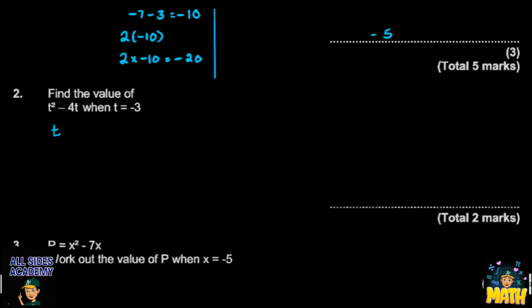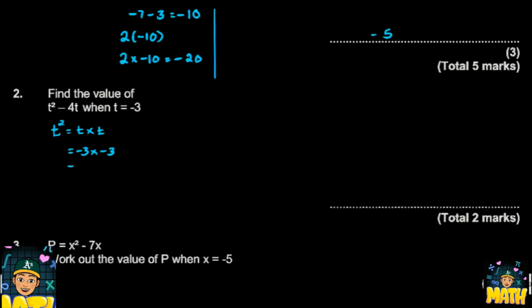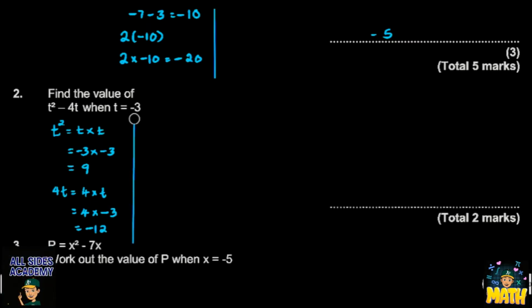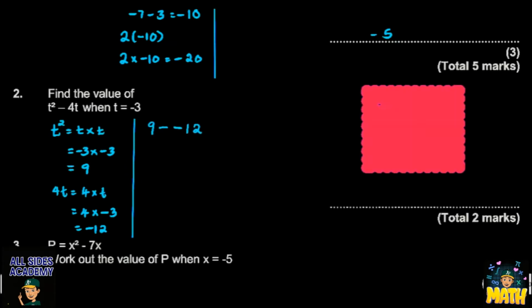In this question, we are given t squared minus 4t, and the value of t is negative 3. So I'm going to start with t squared. t squared means I'm multiplying the t by itself, and the t is negative 3. Negative 3 times negative 3 gives me 9. And then 4t will be 4 times t, and that is 4 times negative 3. That gives me negative 12. The next step is to put them together. So I'll have 9 minus negative 12.